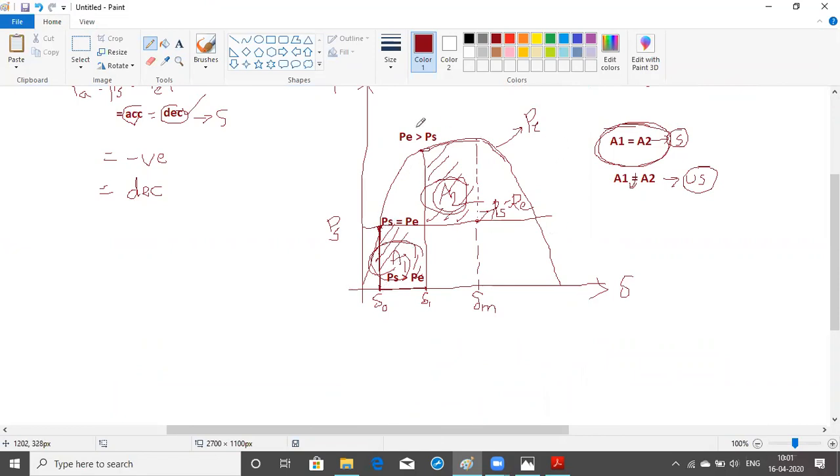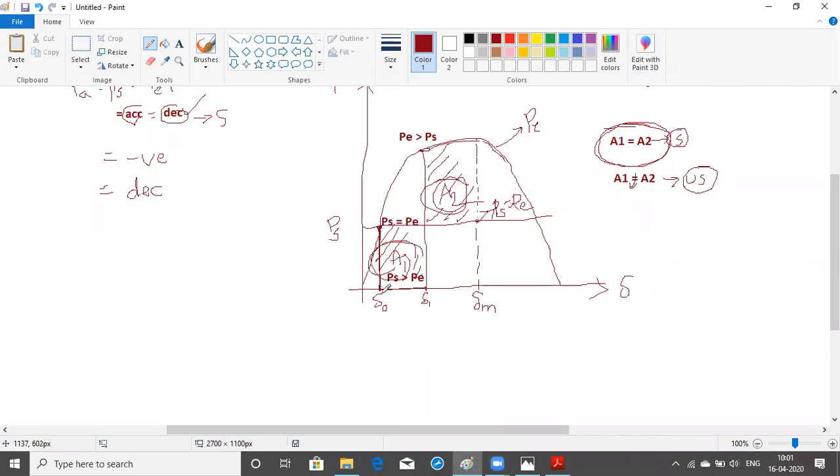See, for this complete concept, PS remained constant only. If you observe, PS remained constant. PE is always trying to be equal to PS. Clear? Clear.